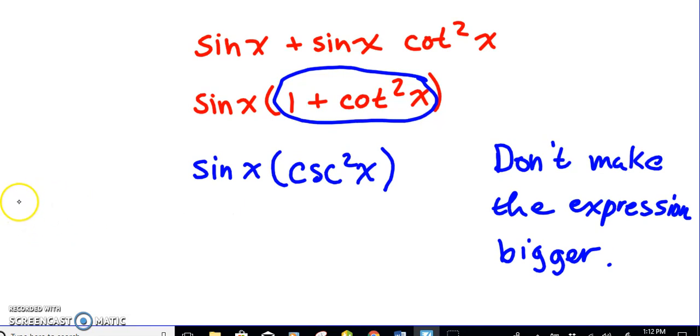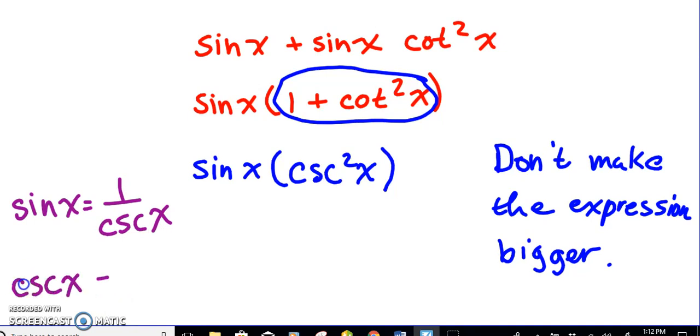We know that sine x is 1 over cosecant x, right? Remember that part, right? So you can use this to help us simplify things down. So also we have cosecant x equals 1 over sine. So if we can get things to be similar or look the same, we can get stuff to either simplify down or cancel out.